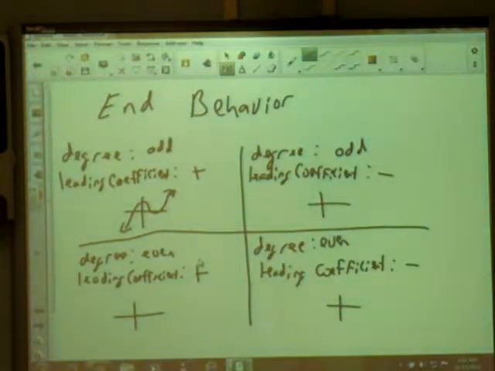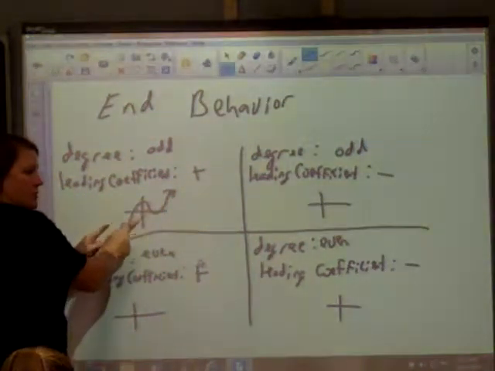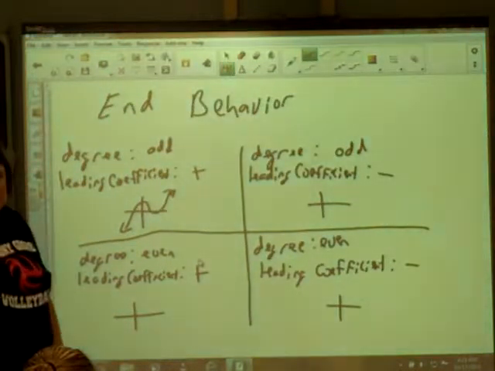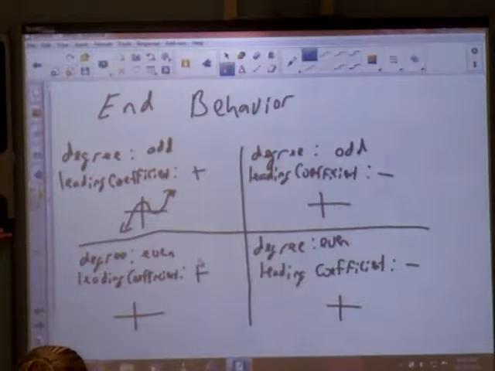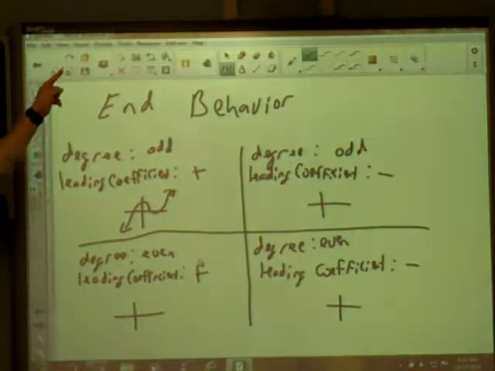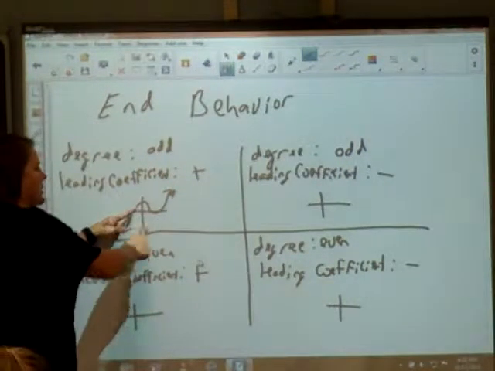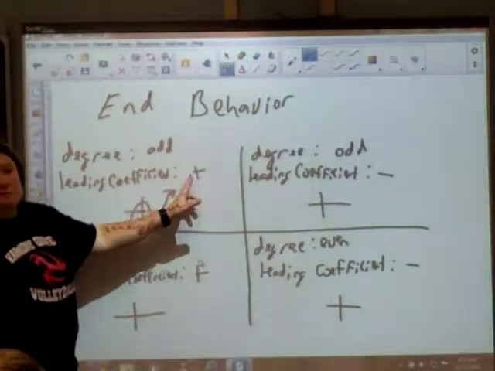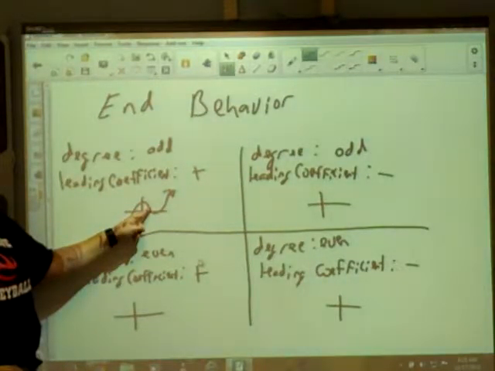My degree is odd. Anytime your highest power is odd, the ends are going in opposite directions. If you think about a line, so first power, 2x plus 7, its highest power is 1. A line's ends go in opposite directions. So anytime it's odd, both of these ends are going to go in opposite directions. Now this one was positive, so it went uphill first.